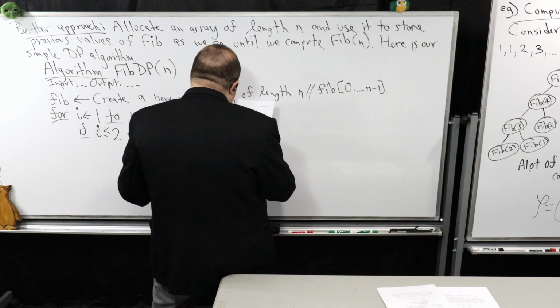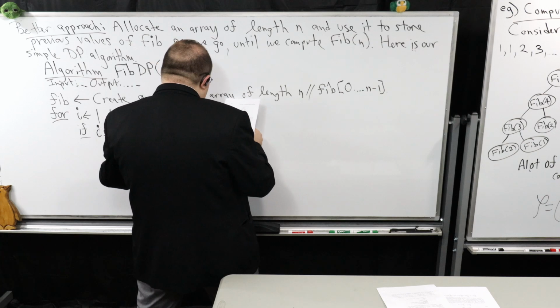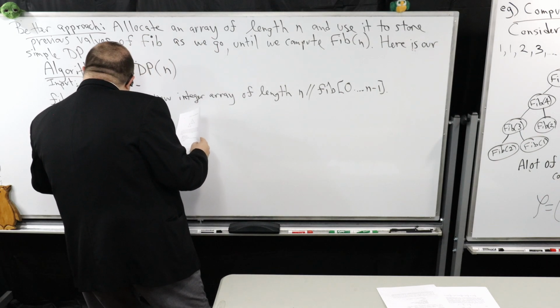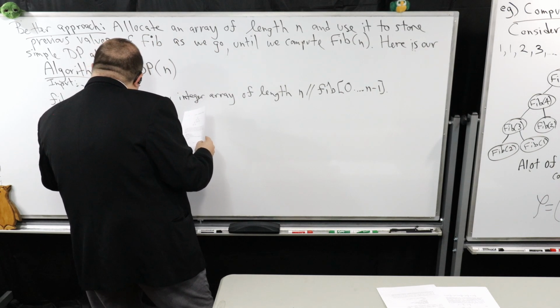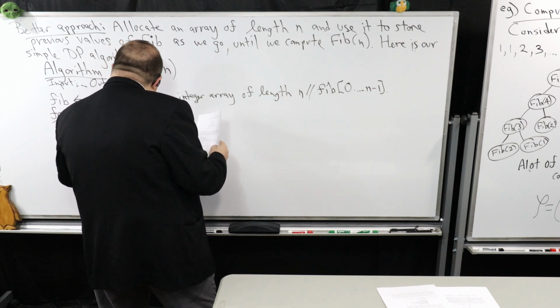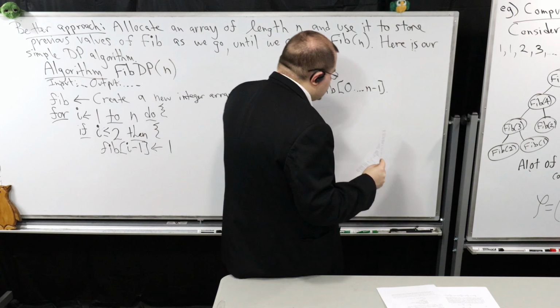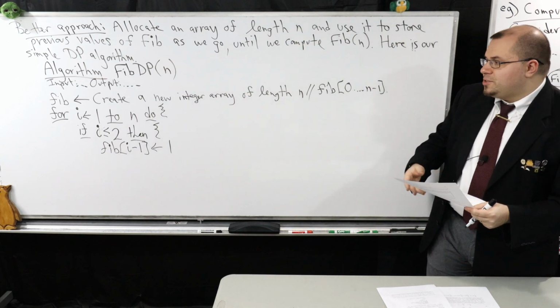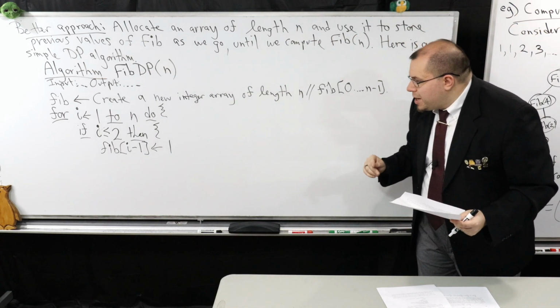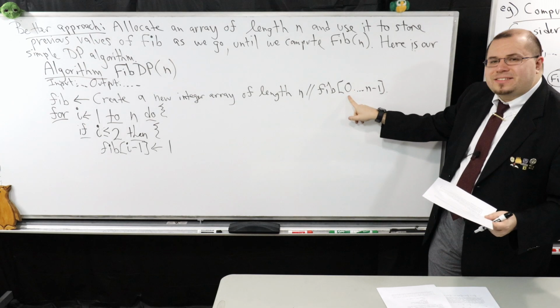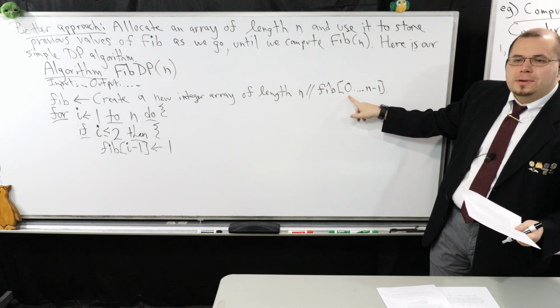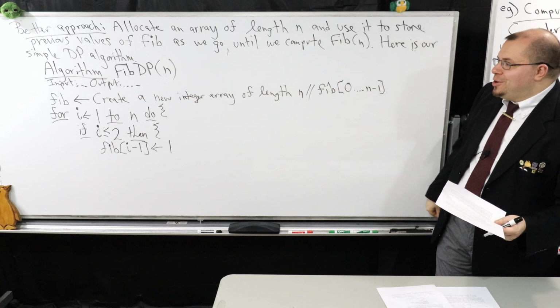So if i is less than or equal to 2, then we know the answer for the first two Fibonacci numbers. We know that the answer there is 1. Just note that if you're wondering why I'm putting i minus 1 there, it's because of the indexing for this array. It starts at 0, and notice that the indexing on my loop starts at 1.